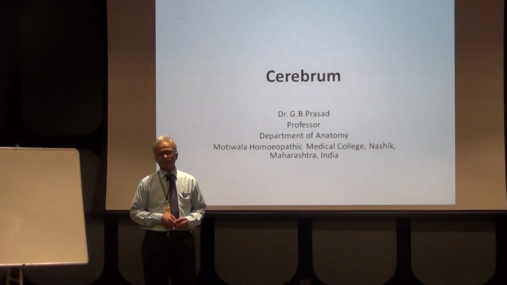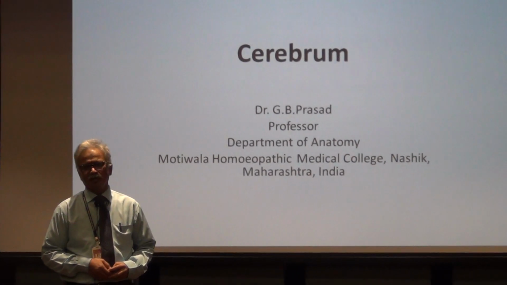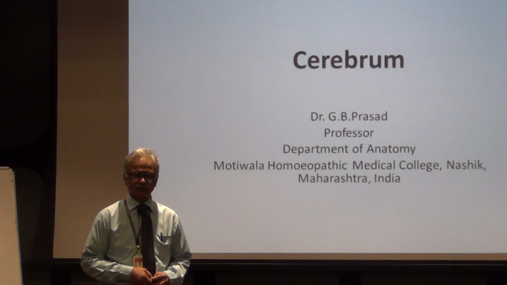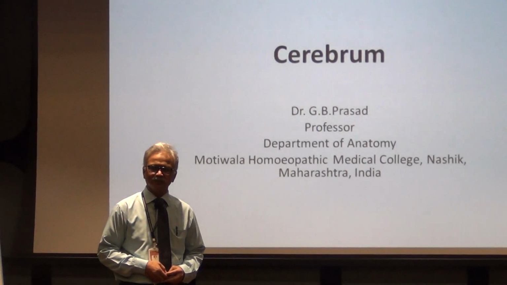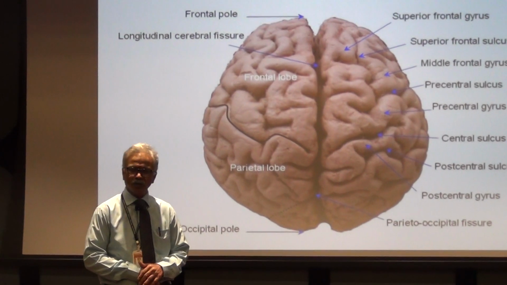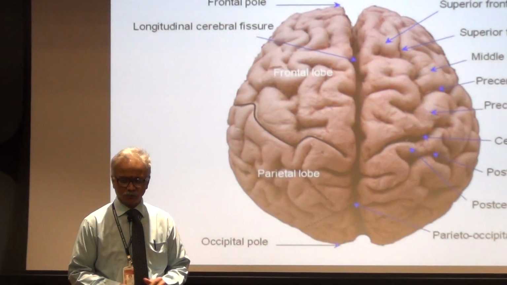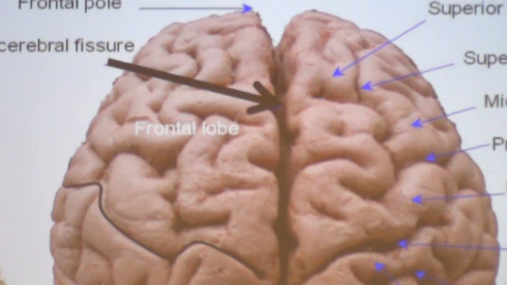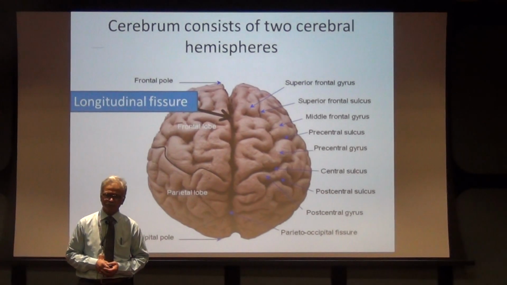We will discuss in this lecture the external features of cerebrum. You know cerebrum is part of forebrain. Forebrain consists of cerebrum and diencephalon. The cerebrum consists of two cerebral hemispheres separated by a longitudinal fissure. This longitudinal fissure separates the two cerebral hemispheres.